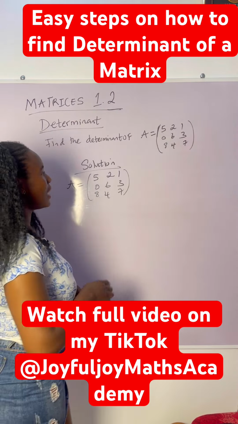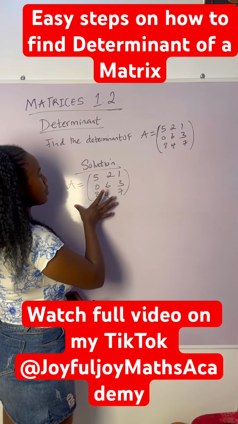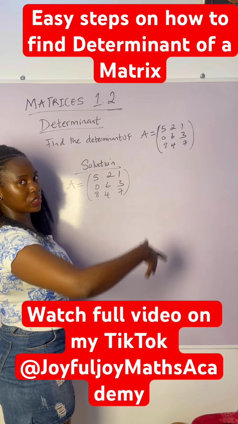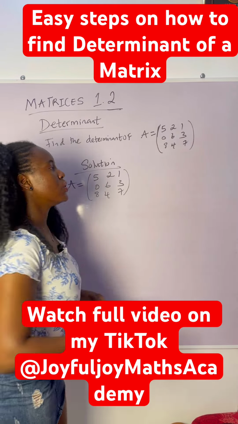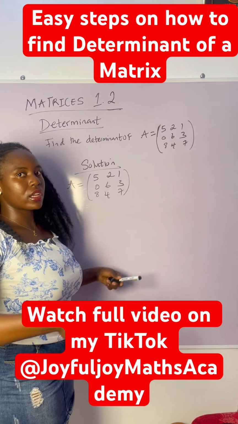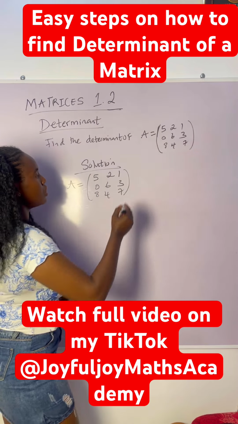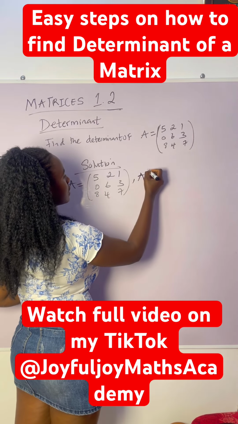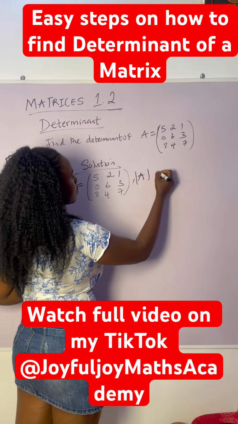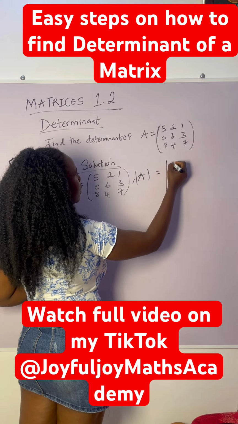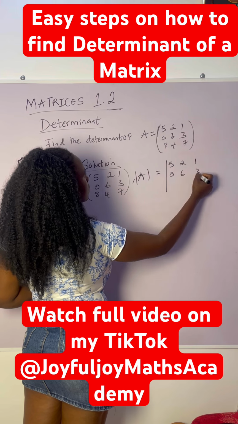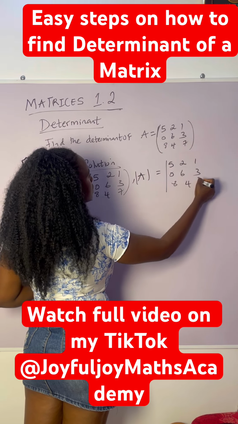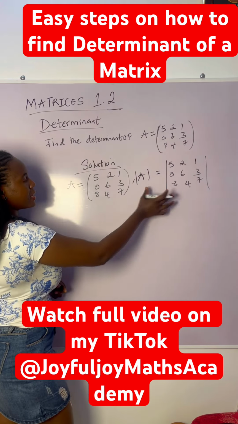Very simple. Before you find the determinant of the matrix, you have to first convert this matrix to a square matrix, because you can only find a determinant of a square matrix. So now let's convert this matrix and put it in square form. So we have that the determinant of A will now be: 5, 2, 1, 0, 6, 3, 8, 4, 7. Okay, so now let's find the determinant of this matrix.